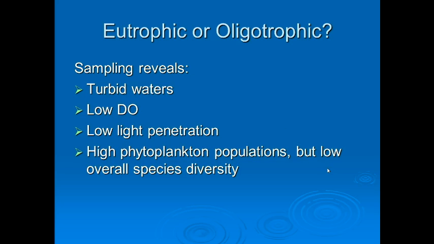Here's another question. We have turbid waters, low dissolved oxygen, low light penetration, with lots of phytoplankton but low overall species diversity. This would be a eutrophic body of water.